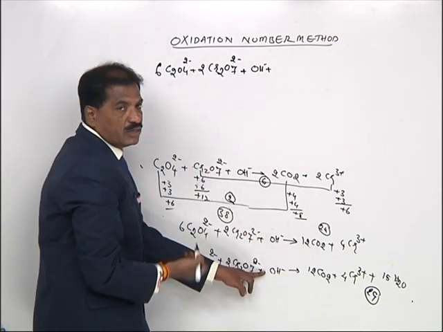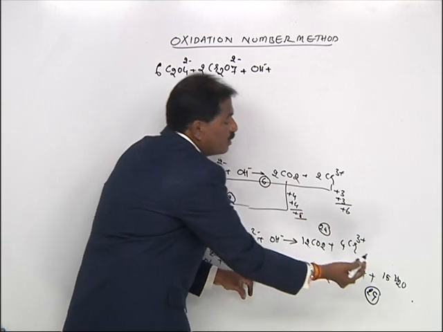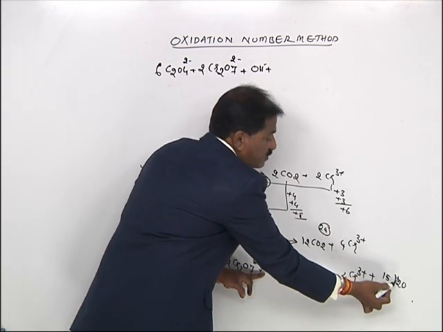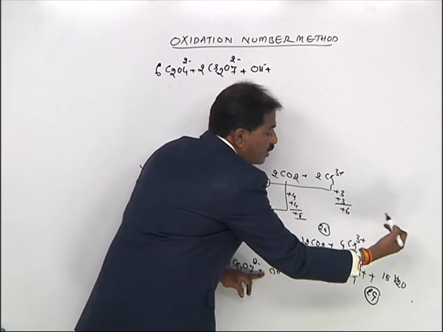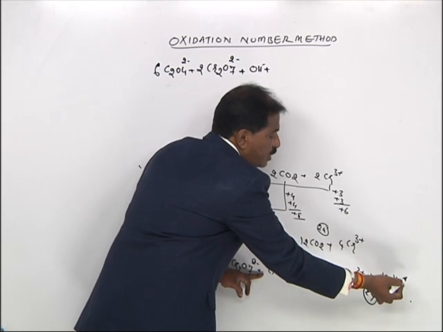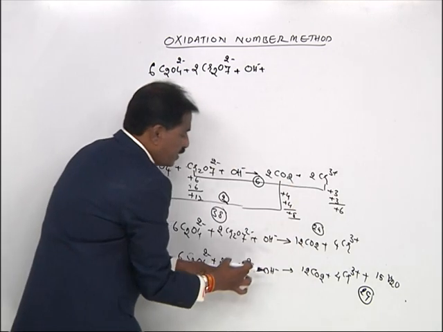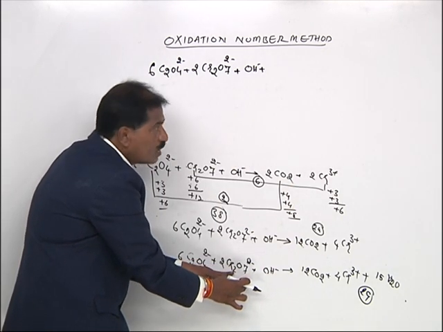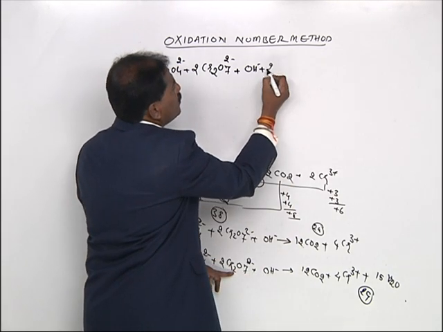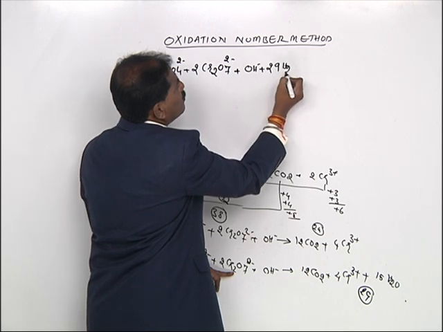How many water molecules do we have to add? Here 29 hydrogens are extra. Therefore this side we have to add 29 OH groups. If you add 29 OH groups on this side, to its opposite side the same number of water molecules have to be added. That means 29 water molecules have to be added.